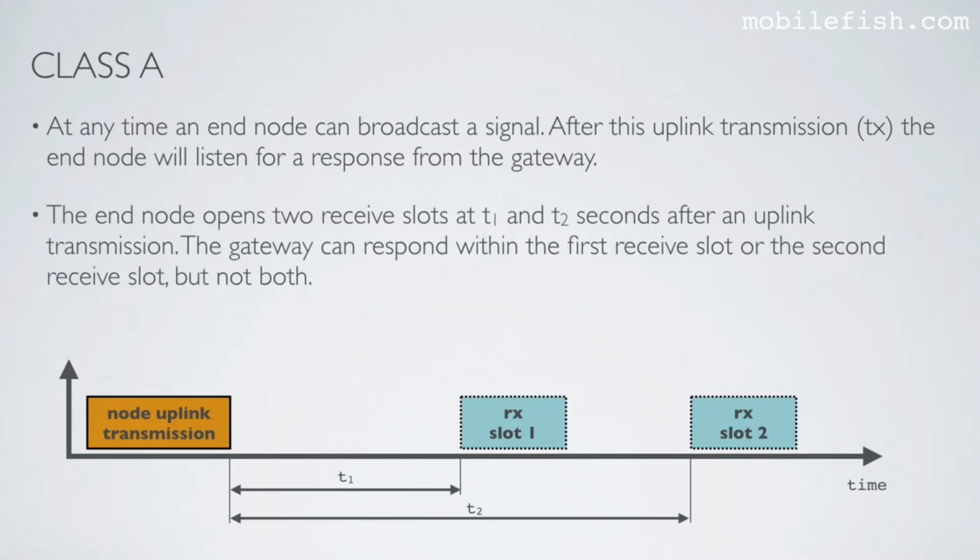The end node opens two receive slots at T1 and T2 seconds after an uplink transmission. The gateway can respond within the first receive slot or the second receive slot, but not both. So a gateway can respond within this slot or within this slot, but not both.